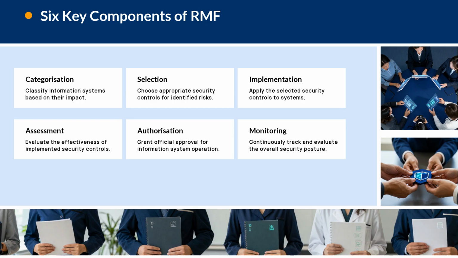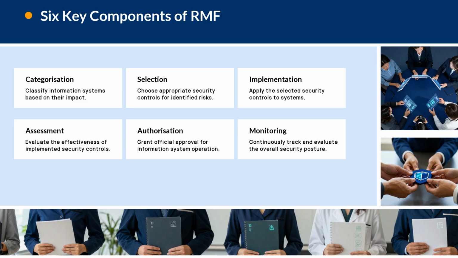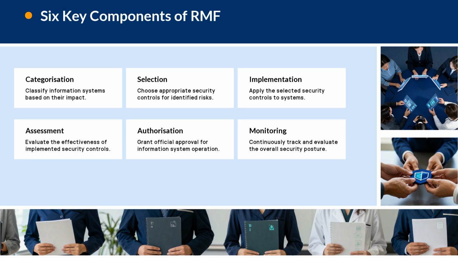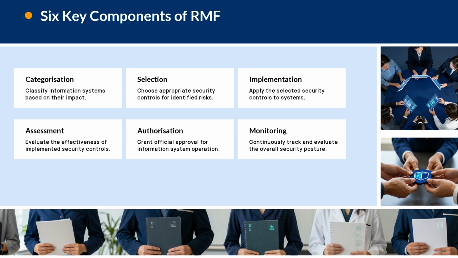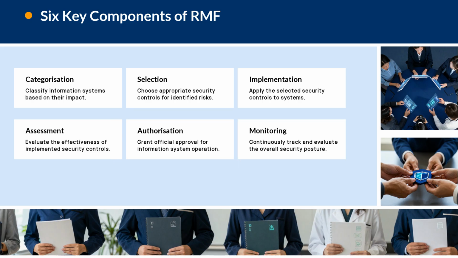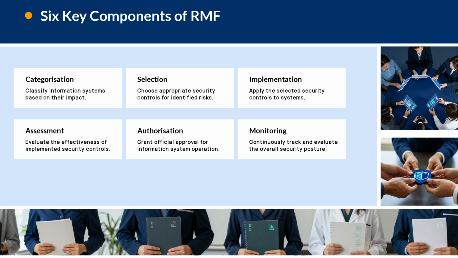It begins with categorization, where information systems are classified based on their impact. This is followed by selection, the process of choosing appropriate security controls to address identified risks. The third component is implementation, where the selected controls are applied to the systems. Next is assessment, a critical phase for evaluating the effectiveness of these implemented controls. Based on this assessment, authorization is granted, giving official approval for the system to operate. Finally, monitoring ensures continuous tracking and evaluation of the system's security posture, making the framework a dynamic, ongoing process.